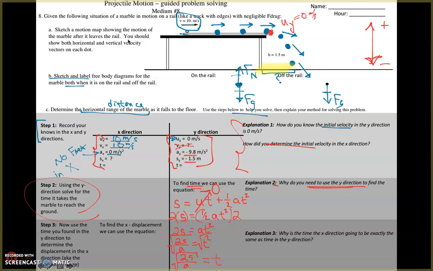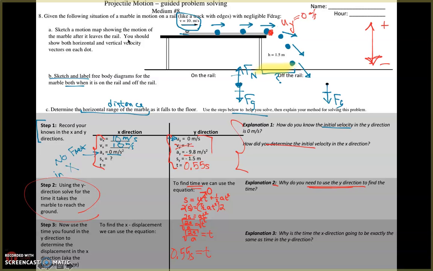And hopefully you got, uh-oh, I left that a behind for a. Hopefully you got like 0.55 seconds. So time equals 0.55 seconds. And that's our time, and I can write that down here in my knowns table, because now we actually know how much time it takes for the ball to hit the ground.